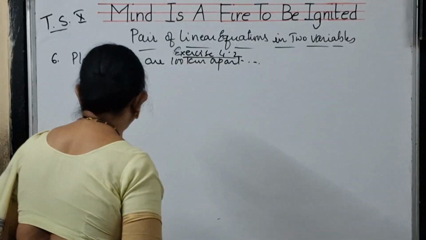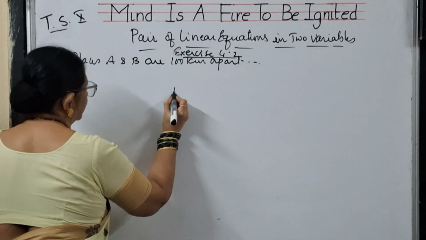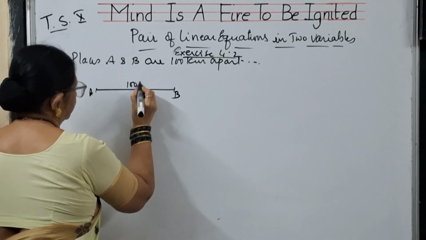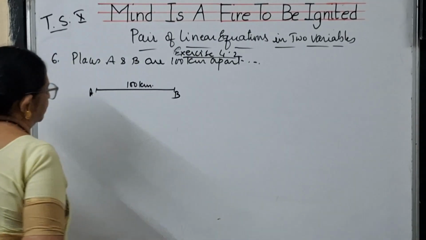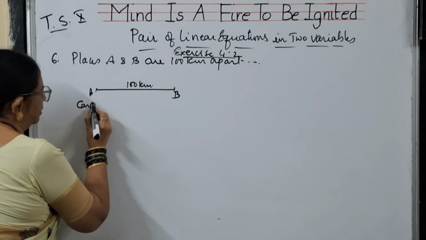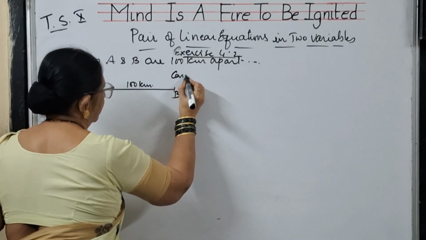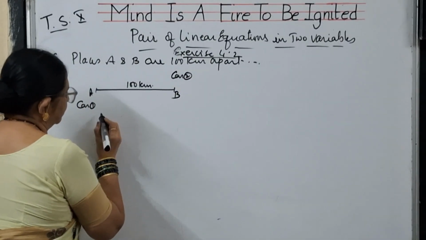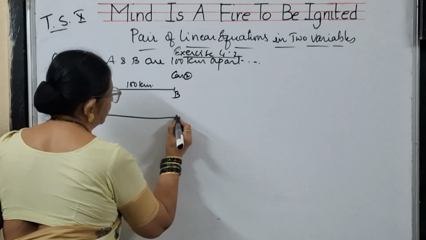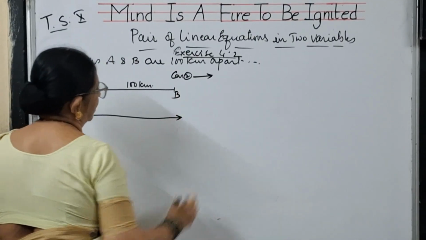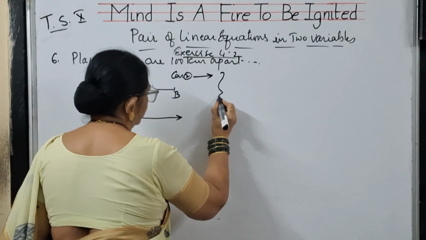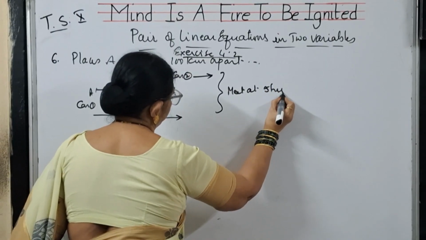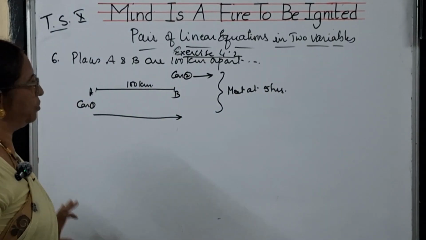So, you have got two places. Let me consider these are the two places A and B. The distance is 100 kilometers. Car 1 is starting from here and car 2 is starting from here. Now what are they saying? If they travel in the same direction, means car 1 is traveling like this, car 2 also is traveling in this direction, then they both will meet after 5 hours.